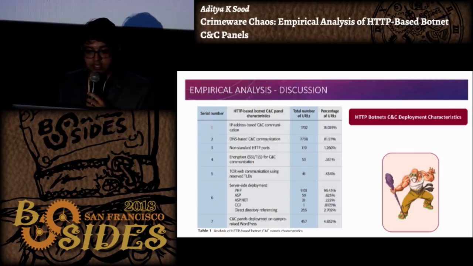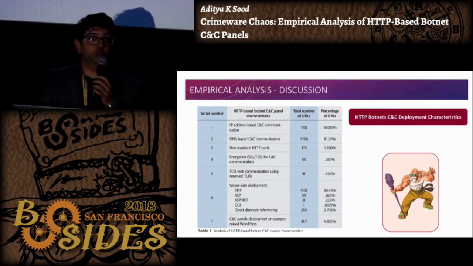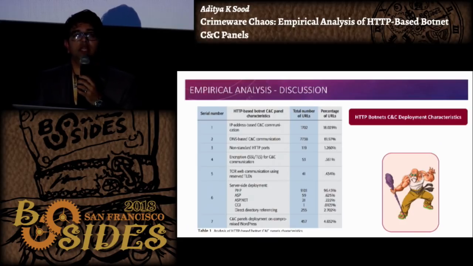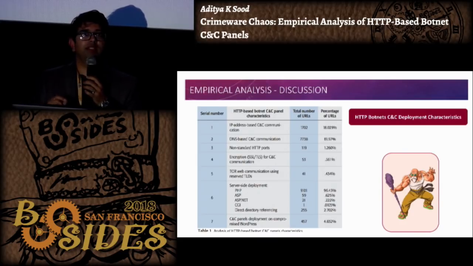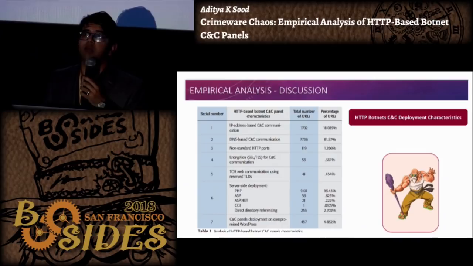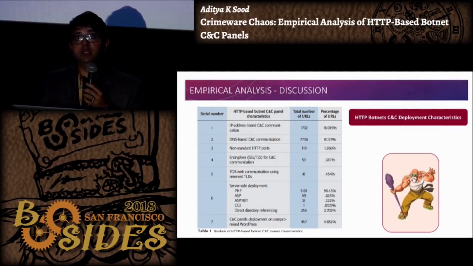We looked into the CNC panels deployed on compromised WordPress, because with WordPress, Joomla, and all of that kind of thing, some kind of vulnerability comes in, and then you simply run the exploit and start deploying web resources, web pages, either used for distributed infections or other purposes. We still found that the attackers use compromised WordPress deployments 4.8% of the time, which is still a good number considering that.